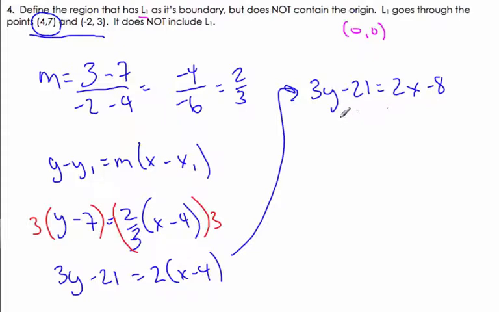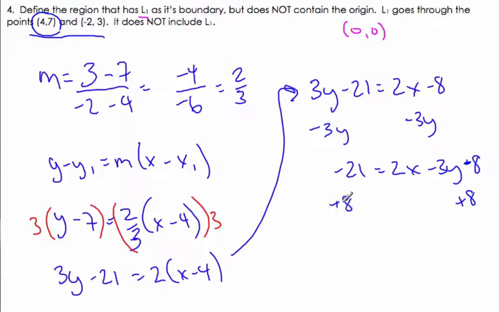And should we get the standard form? Sure. I like to keep the x's positive and take away 3 y's. So I have negative 21 equals 2x minus 3y minus 8. And then add that 8. So we get minus 13 equals 2x minus 3y. I'll just turn it around: 2x minus 3y equals minus 13, yep. Okay, so there is our line.